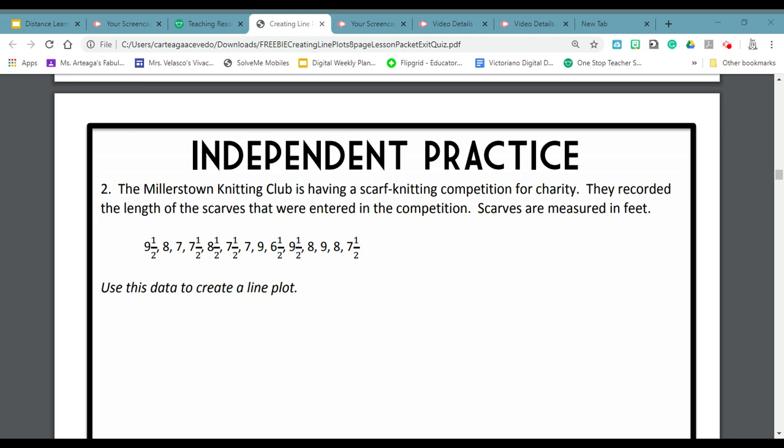Next number would be a 9, and I have another 9. And then I have two last numbers, which are 9.5. I can cross these two off.